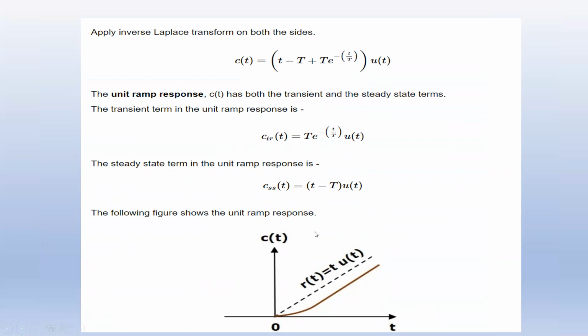If we plot this with respect to the input, this dotted line shows the input which is being fed into this first order system, and this curve shows the output which is depicted by this equation. So this is how we can analyze the first order system based on different test inputs.